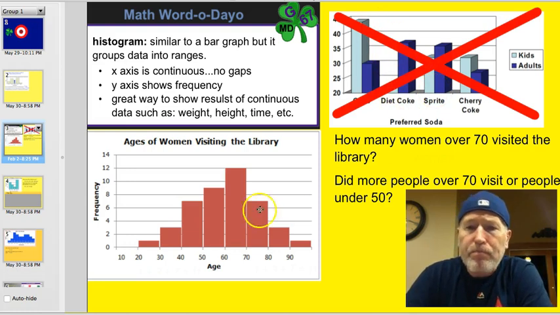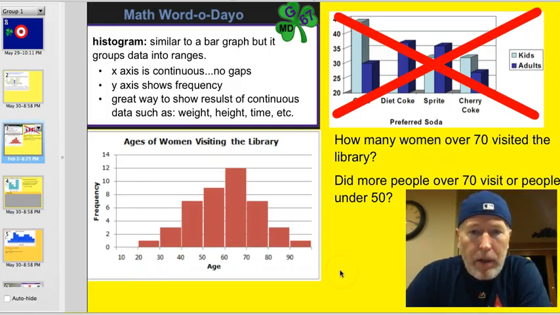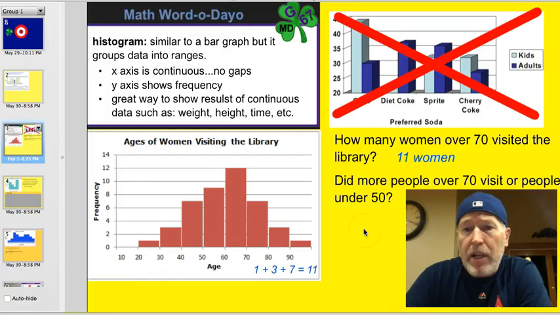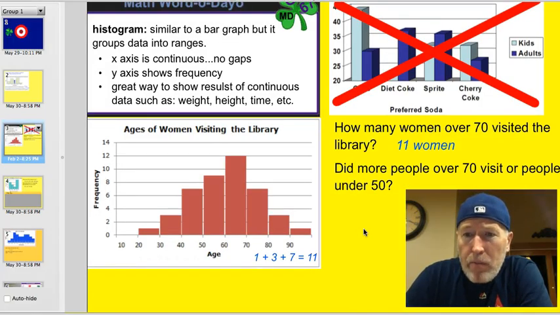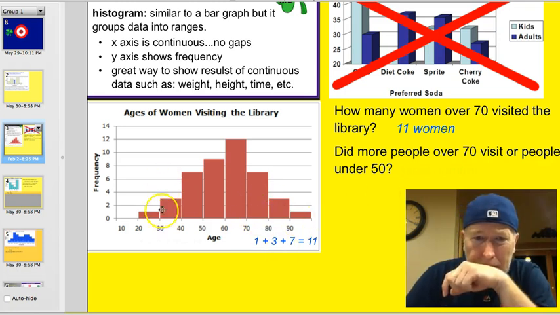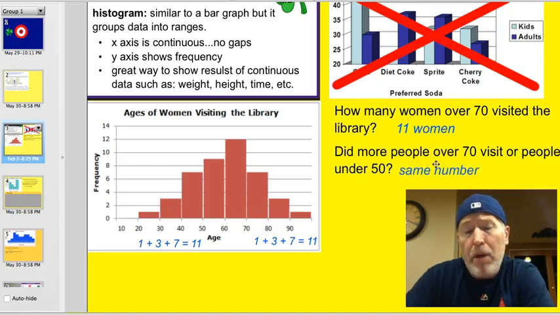That's a bar graph. All right, taking a look at this one here, the ages of women visiting the library. How many women over 70 visited the library? Well, over 70, it'd be these 3 categories. So there's 1, and there's 3, and there's 7. So a total of 11 women visited. Did more people over 70 visit or people under 50? Over 70 was 11. If I add up these 3 categories for under 50, we find out that they're both equal to 11. The same number of people over 70 and under 50 visited.